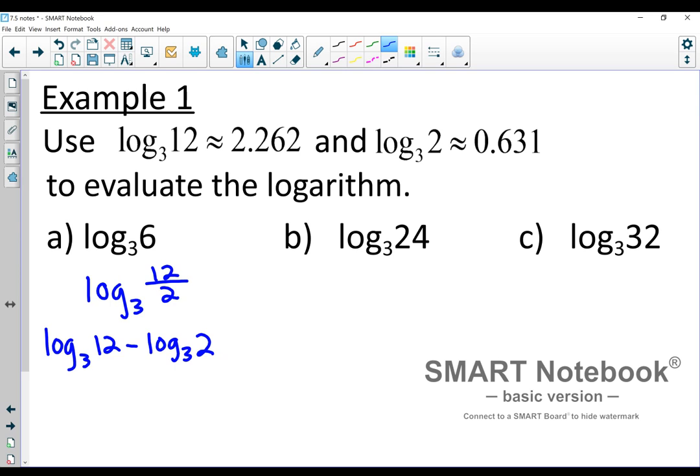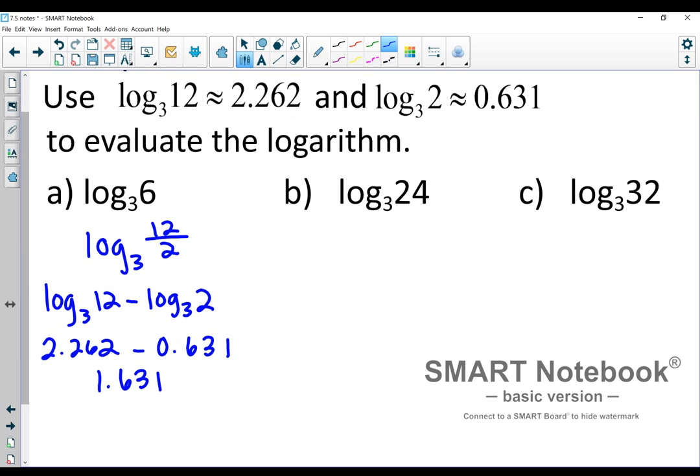Remember how logs are related to exponents, and if I had the same base with exponents on the top and bottom, I could subtract those exponents. Well, that's what I'm doing here. I'm subtracting the logs because we know that a log is really just an exponent. So now that I have it written out this way, I'm going to substitute. My log base 3 of 12 is 2.262, and the log base 3 of 2 is 0.631. And then I combine them, and that is 1.631.